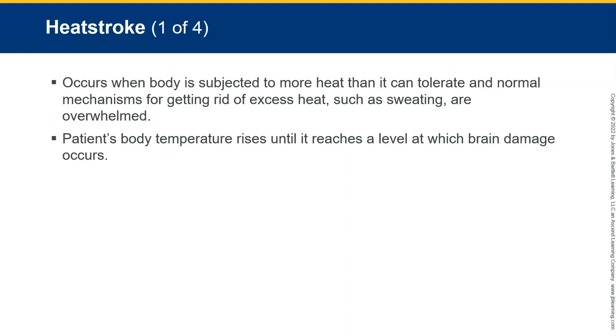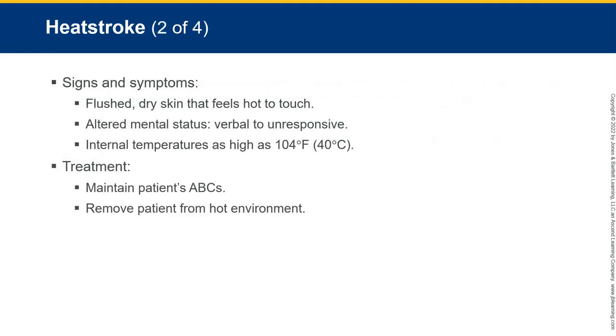Top category here, heat stroke. That occurs when the body is subjected to more heat than it can tolerate, and normal mechanisms for getting rid of that excessive heat, such as sweating, are overwhelmed. So the patient's body temperature rises until it reaches a level at which brain damage can and sometimes does occur. Now, without prompt and proper treatment, a patient with heat stroke can potentially die. That is an up to and including death type of situation.